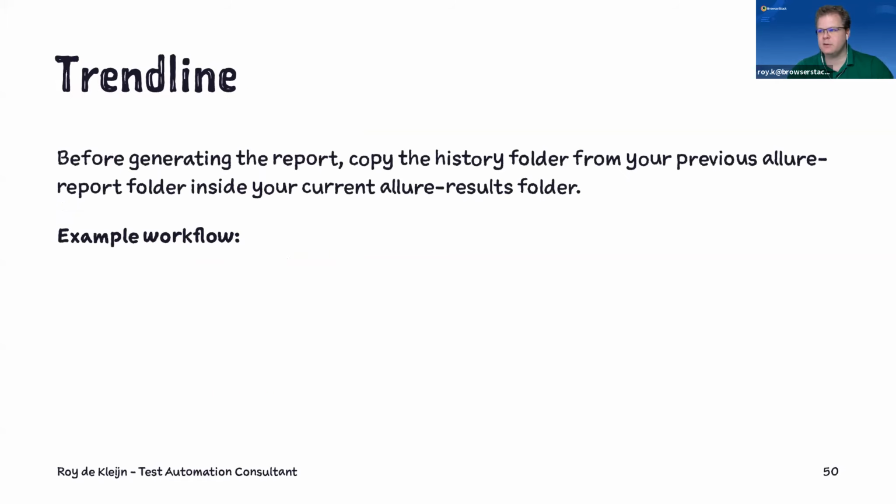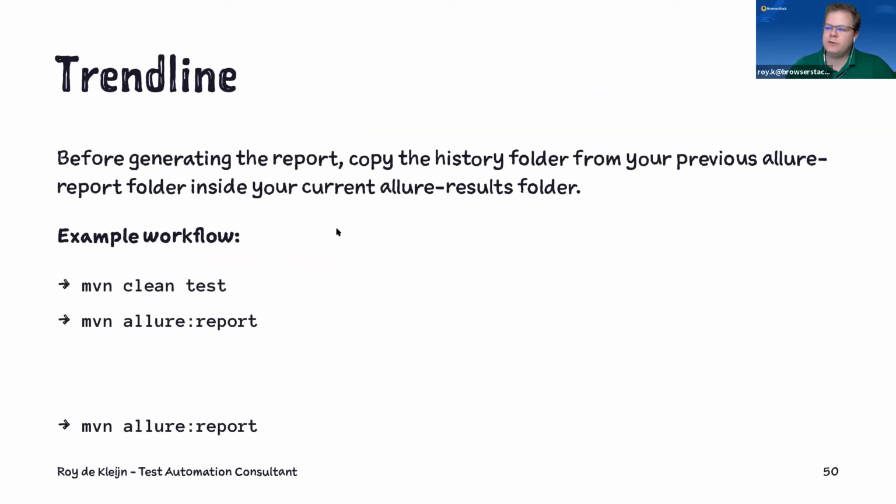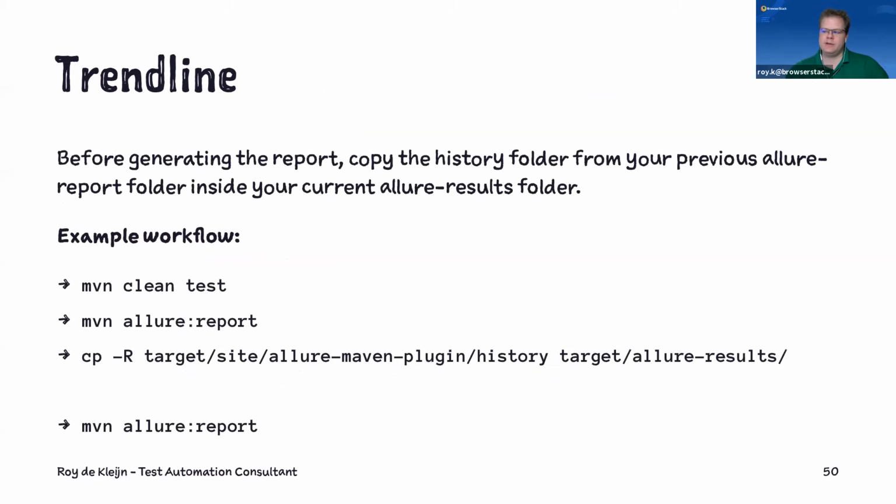And we can generate a trend line. And if you like to do that, we need to execute our test by Maven, Maven clean test. We need to generate a report, Maven Allure report, and then we need to copy the history files to our new target folder. And then we can create a report again, and then we see a trend line. And that is something I'd like to show you.